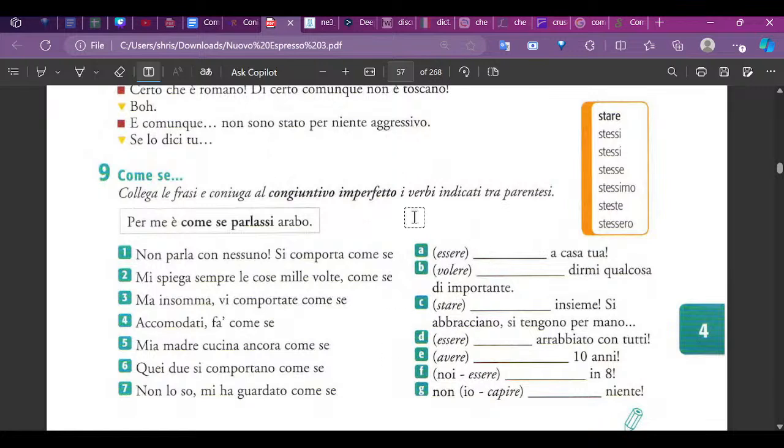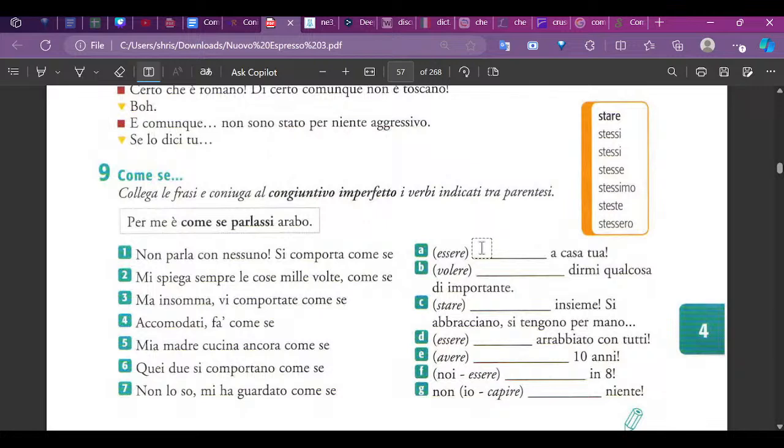Oh, you have to join them. Okay. Well, we can. No, we have to. Stare is a bit funny because you change the A to E. Sometimes that happens. Stare is, of course, an exception. It's an irregular verb. Not like mangiare, mangiassi, mangiasse, mangiassi.